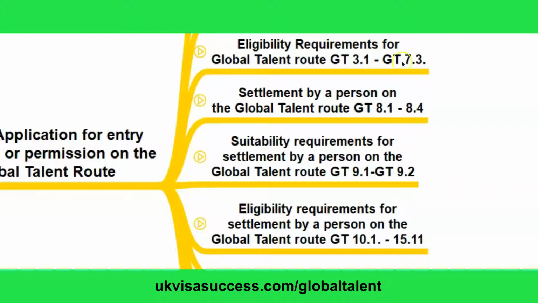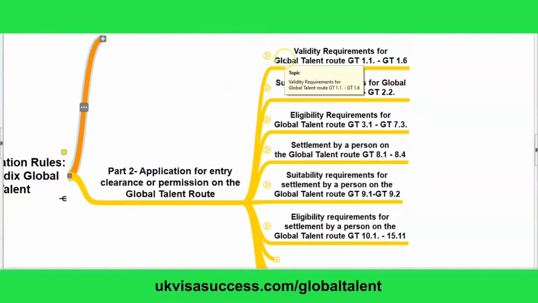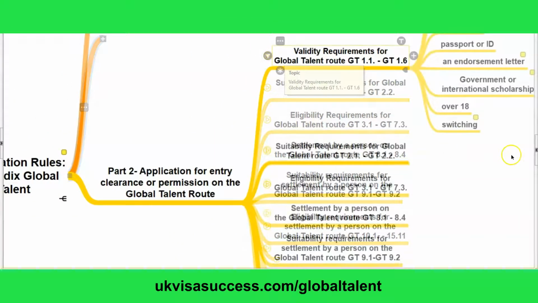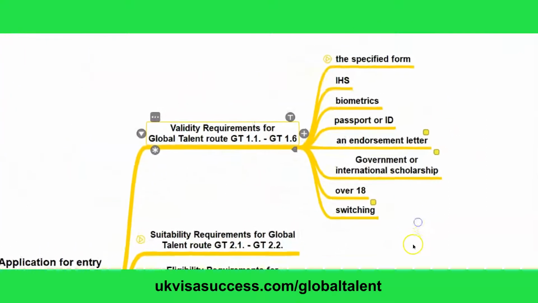And this part is about the settlement rules, about applying for indefinite leave to remain. So we'll discuss when people can make this application and which rules they will need to satisfy in order to settle in the UK. So let us begin with the validity requirements for further leave to remain applications.